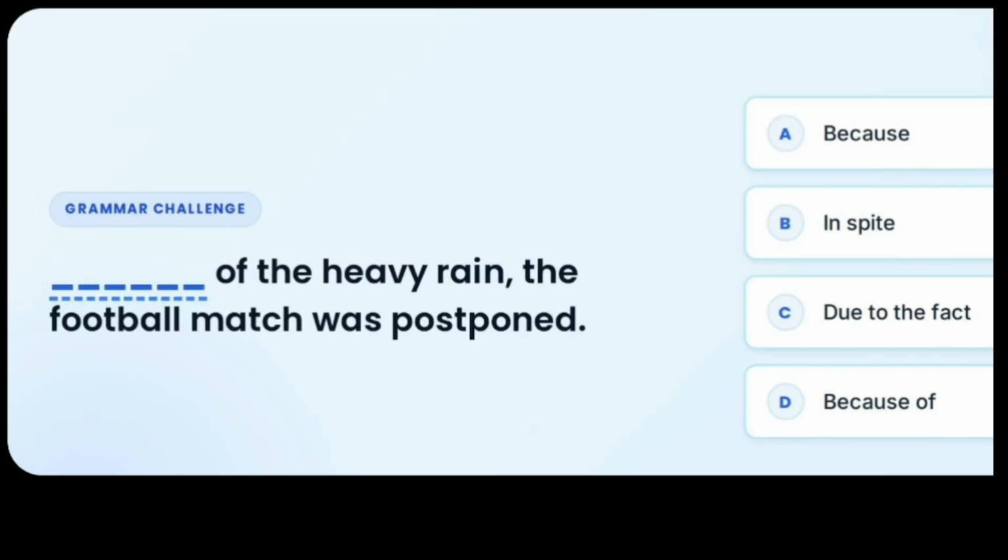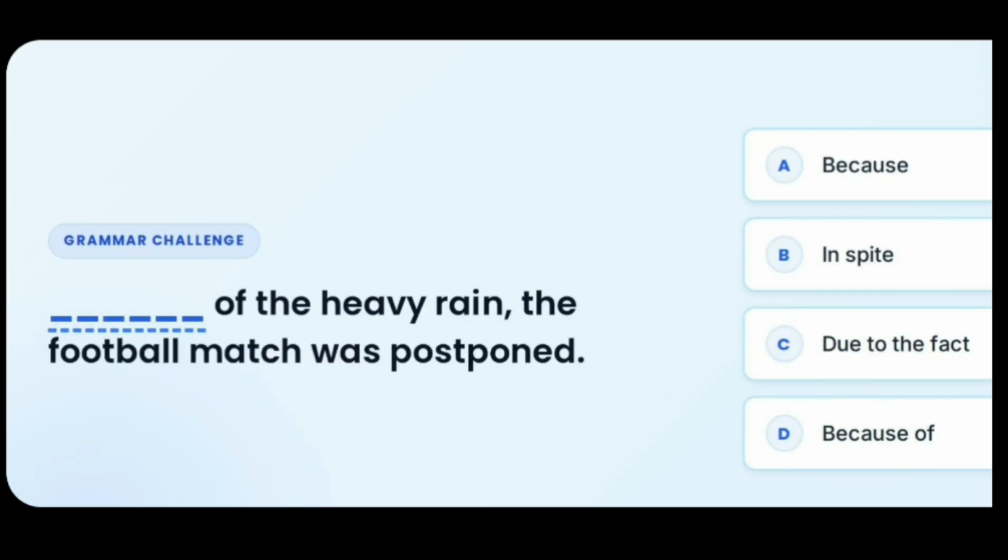Question number 59. Dash of the heavy rain, the football match was postponed. A. Because. B. In spite. C. Due to the fact. D. Because of. Pause the video and try to do by yourself, students.